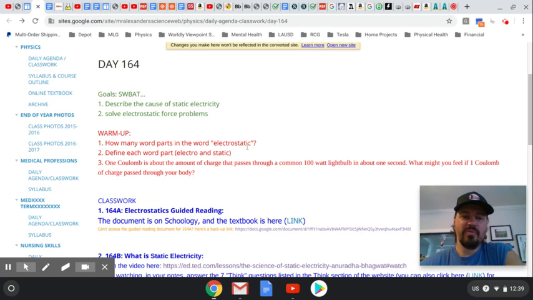So first, warm up. How many parts to the word electrostatic? Now, pause it and do the rest.